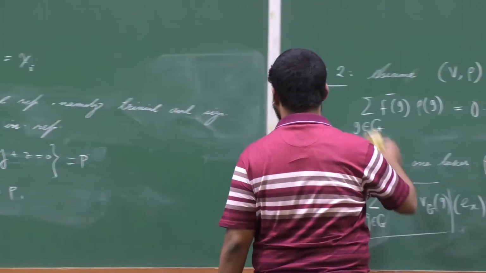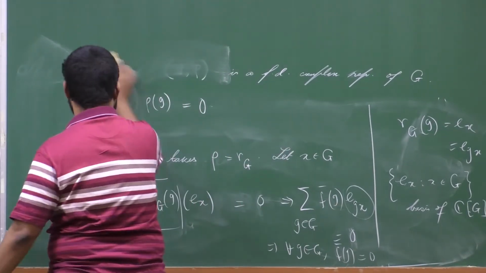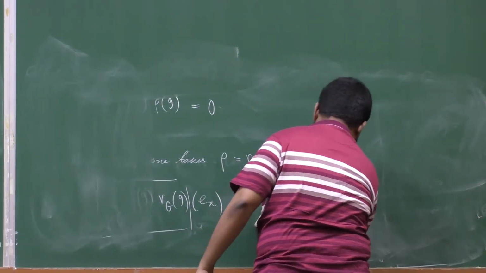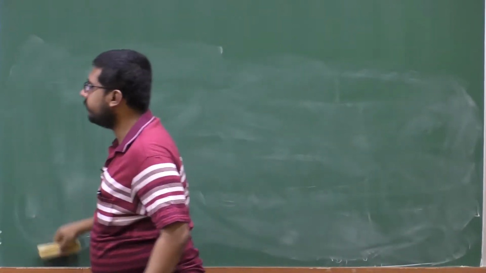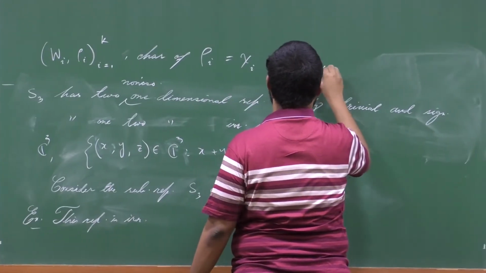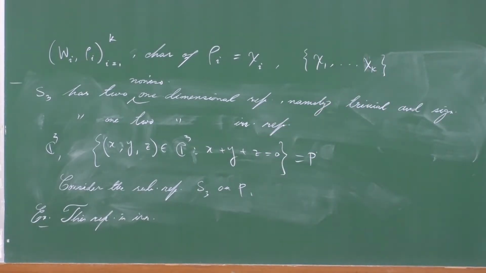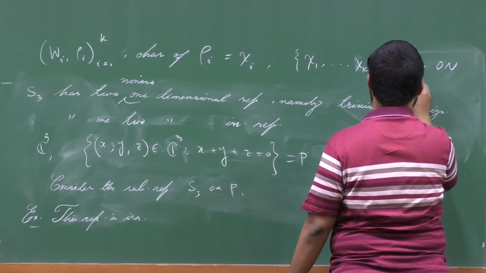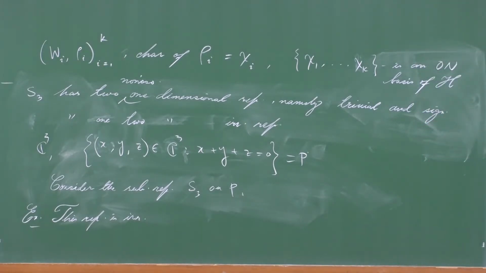Alright, now let us deduce one more corollary of this, which is called second orthogonality. So this is called another orthogonality relation. What we do here is very simple. We have already proved that chi 1 up to chi k, where k is precisely the number of conjugacy classes, is an orthonormal basis of H, the space of all class functions.